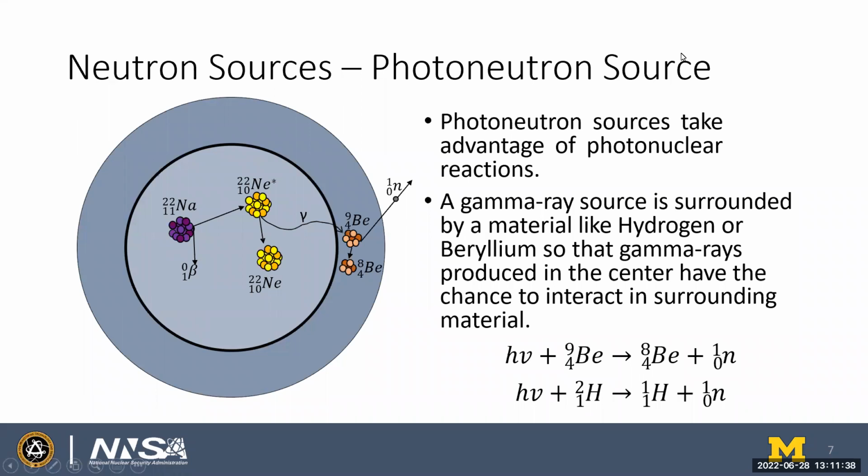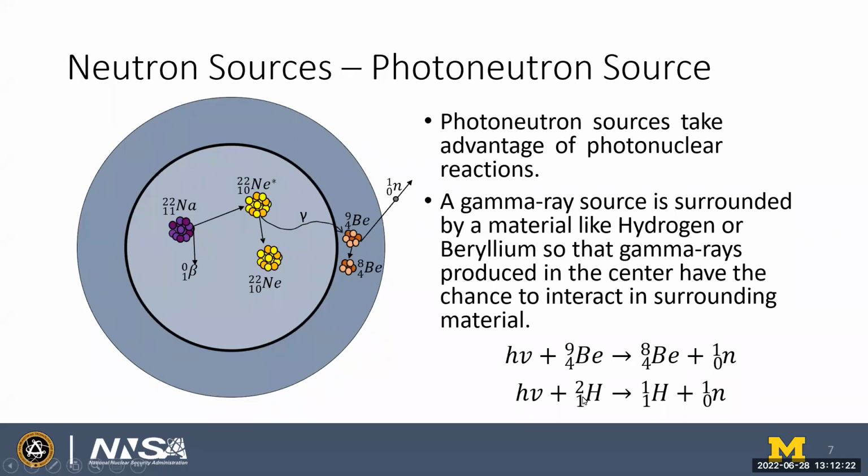So we talked about spontaneous fission and alpha-n sources. Those are the two most common, but one other one, which is less common but still possible, is a photoneutron source. You can take advantage of photonuclear reactions to produce neutrons from those same alpha absorbers we saw earlier. The example you see here shows sodium-22 beta decay that then goes on to excite a neon in the center matrix, and then the neon produces a high energy gamma that can then excite the beryllium-9, and it causes the beryllium-9 to emit that extra neutron.